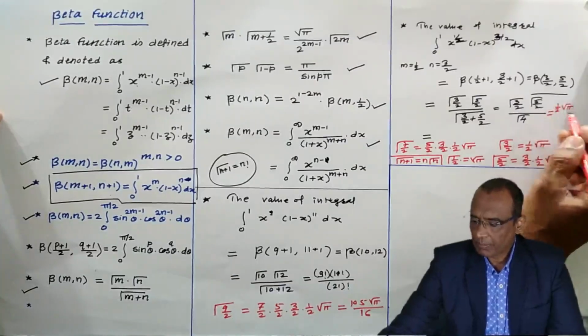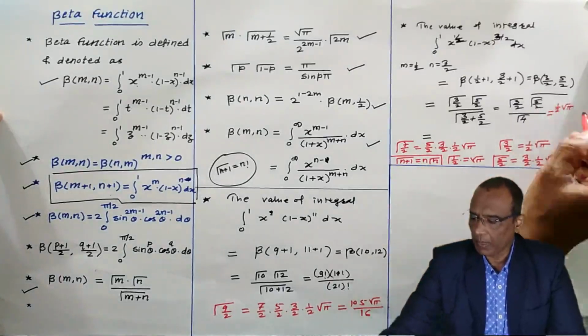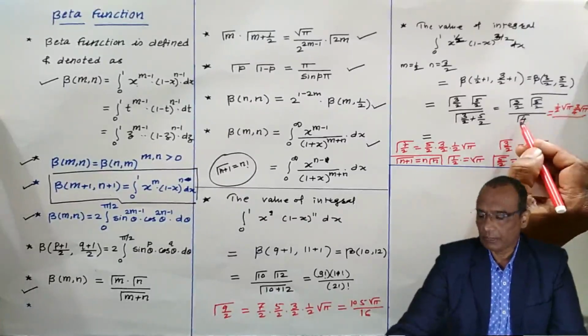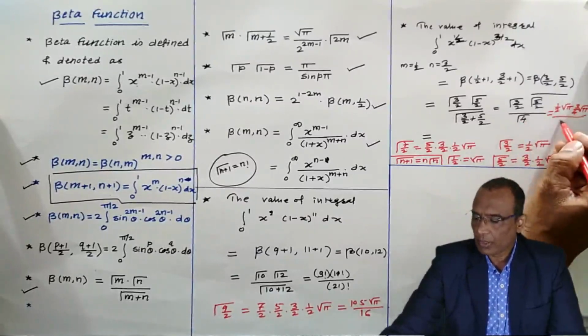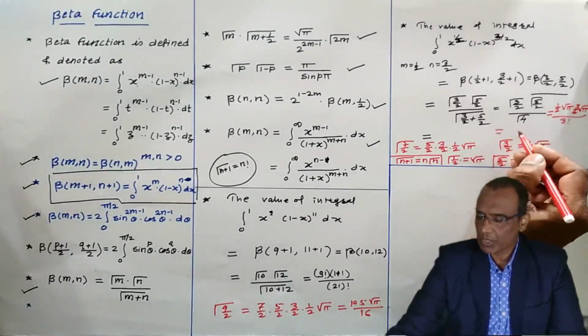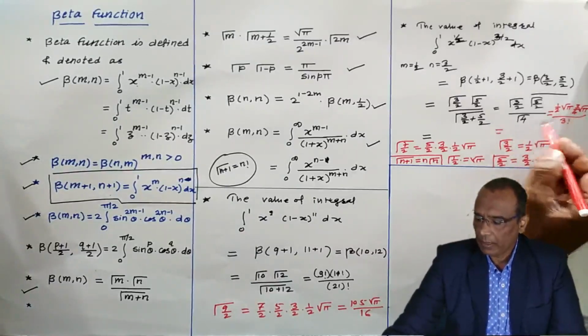And what is the value of gamma 5 by 2? Gamma 5 by 2 is 3 by 4 root pi. And this is divided by gamma 4. Gamma 4 is factorial 3, and factorial 3 is 3 into 2 into 1, which means 6. So I am writing directly 3 by 8 pi.